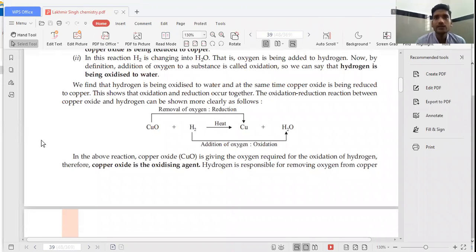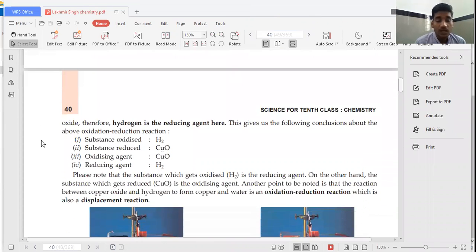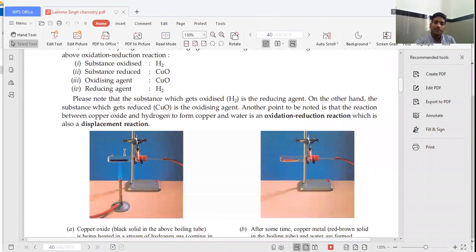I hope students you are enjoying and you are understanding the things, right? See, substance oxidized H2, this answer is given here, okay, and reducing agent H2. So the one which is oxidized is the reducing agent. In the very similar way, substance reduced and oxidizing agent are same, that is CO. Clear? In this way you can practice in different reactions.